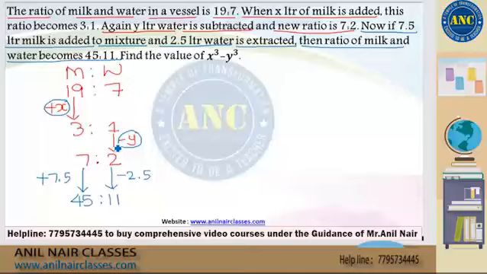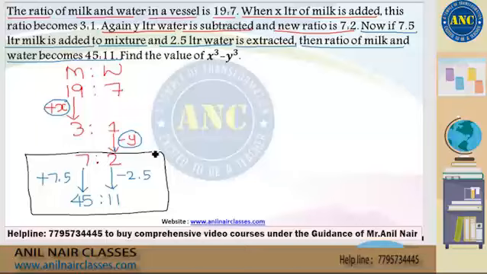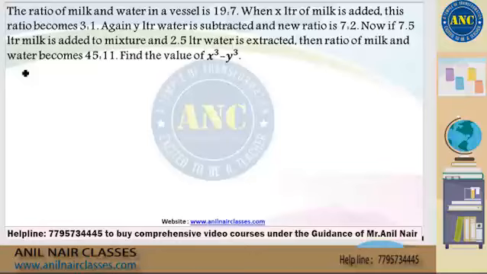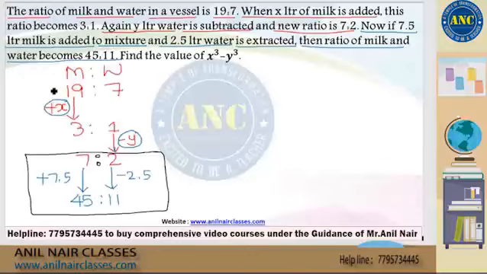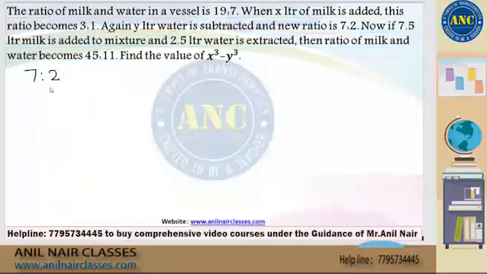Now, the same logic once again I would like to implement there. Go from bottom to top, because the bottom value is given totally. Everyone listen carefully once again. This box, the same box I will write in my next screen also. In the next screen, this is 7:2, then 7.5 is added and 2.5 is subtracted, and the ratio now becomes 45:11.